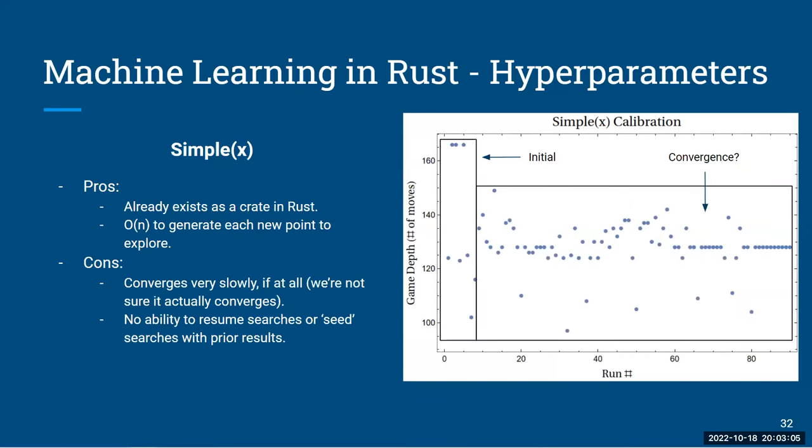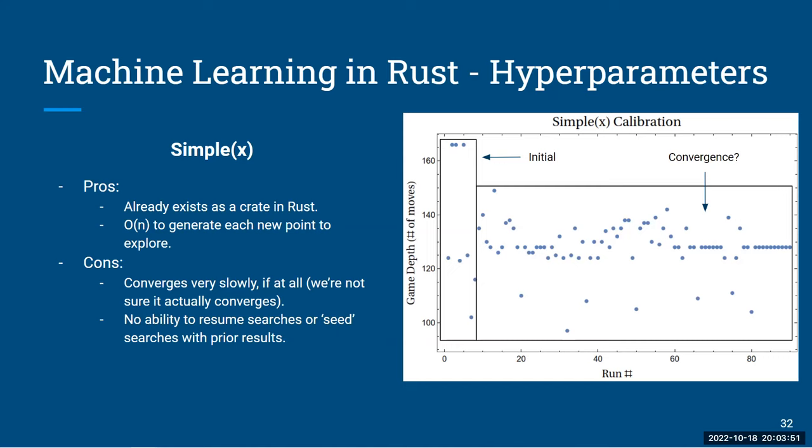And we did find a crate called Simple X Optimization. So this is a crate already. We didn't have to implement it. That was definitely a plus. And it is a relatively simple algorithm. Every new point is only order n in the number of points that came before. Given that each of these points takes about 6 hours to generate, it would be years probably before it was taking so long to generate a point that the time became a problem. That was perfectly fine. The downside is we are not actually sure if this converges at all. If it does, it seems to converge quite slowly.